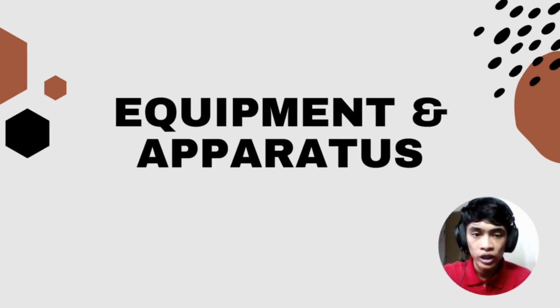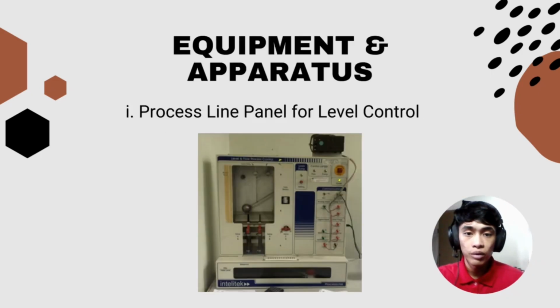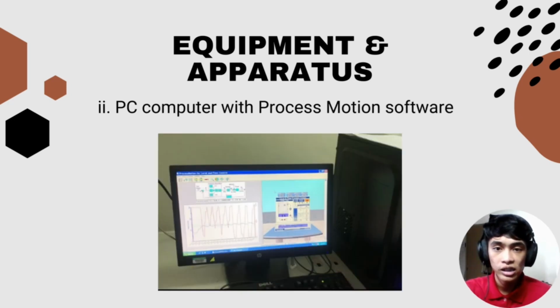Next, I will also continue the presentation with the equipment and apparatus. The equipment and apparatus for this experiment are, first, the process line panel for level control, and next, a PC computer with ProcessMotion software.